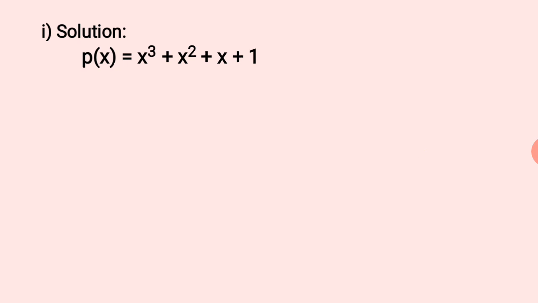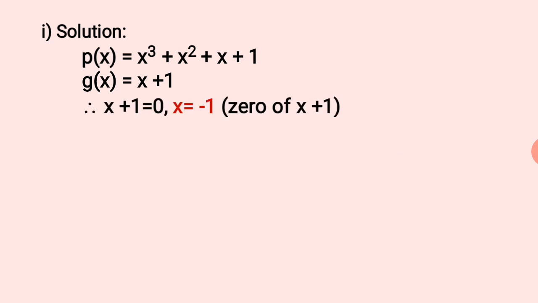P of x is given to be x cube plus x square plus x plus 1. And our g of x is x plus 1. Now children, we are going to equate this g of x, that is x plus 1, to 0, and this is how we get the 0 of this polynomial. And in this case, it is equal to minus 1, that is x is equal to minus 1.